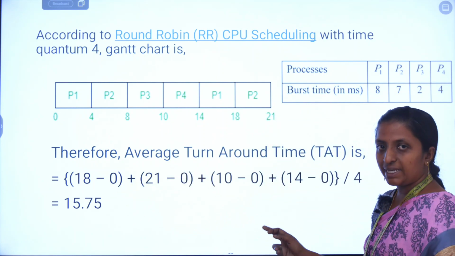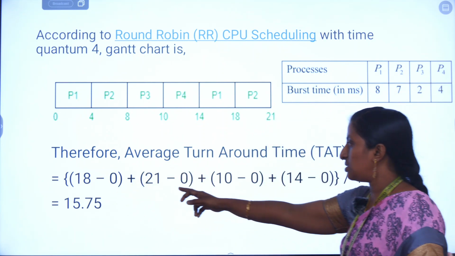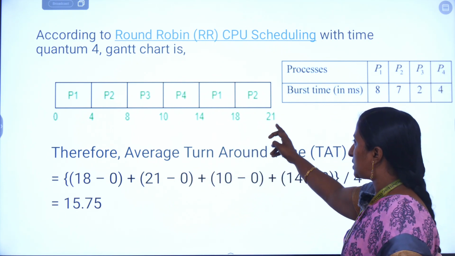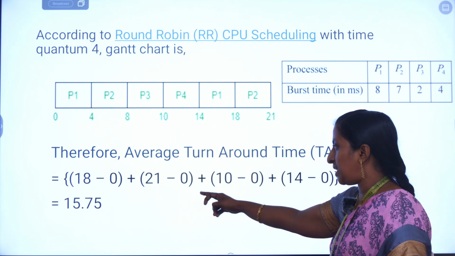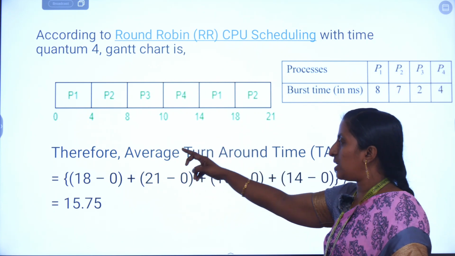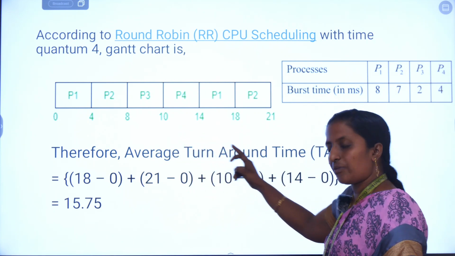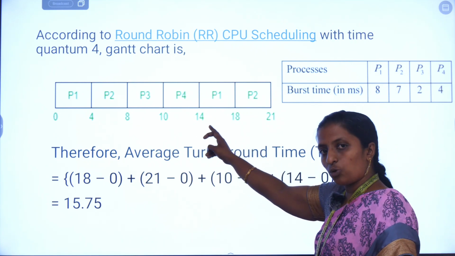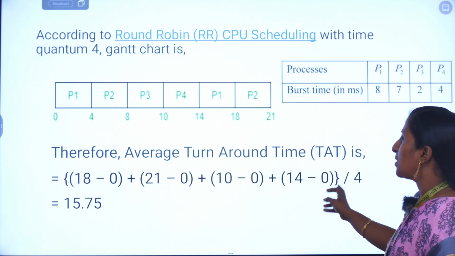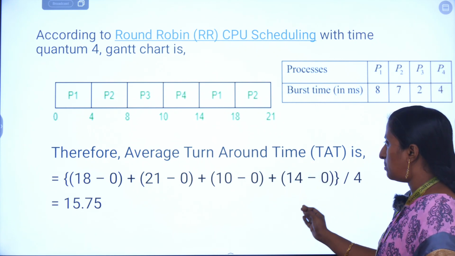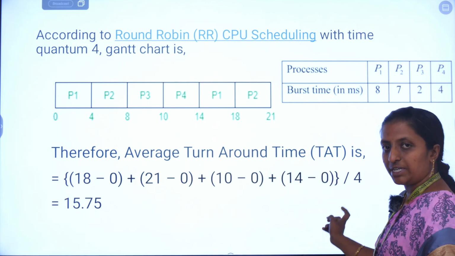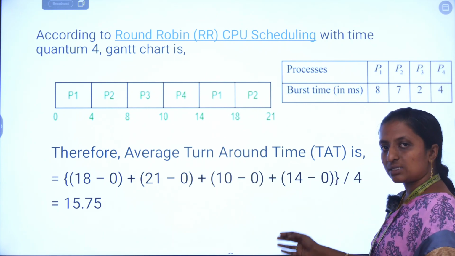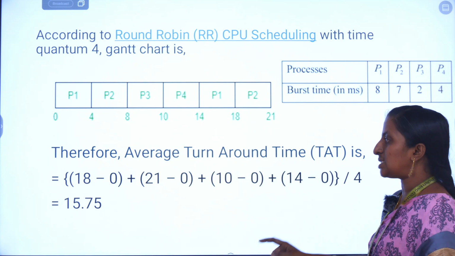And is there any waiting time? There is no waiting time, so it is 0. And similarly for process P2 the total time taken is 21 and the waiting time is 0. For P3 the total time taken is 10 and the waiting time is 0. For P4 the total time taken is 14 and the waiting time is 0. Altogether you have to find the sum, and as it is an average, we are dividing by 4. There are 4 processes, so we divide by 4, and the answer you get is 15.75.